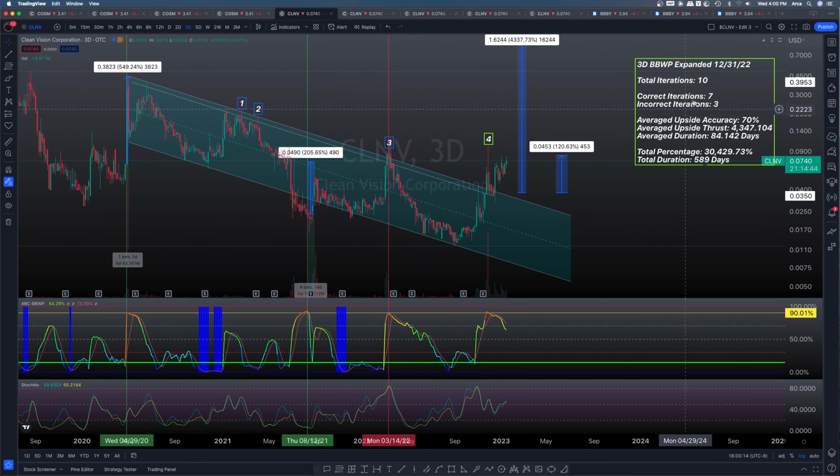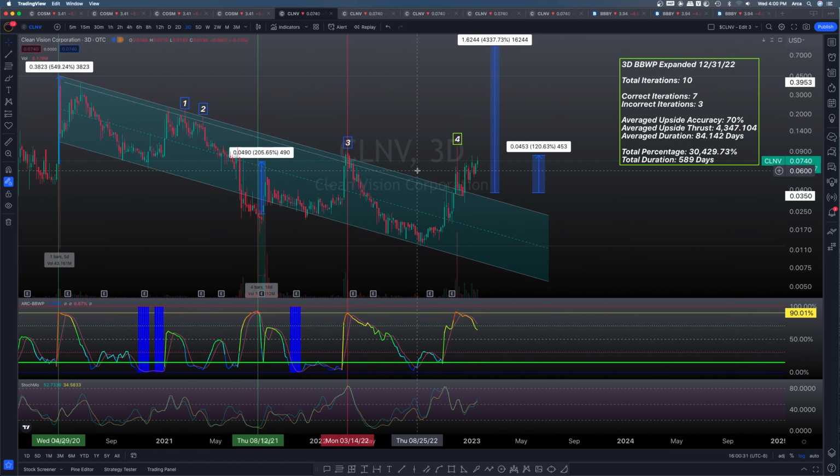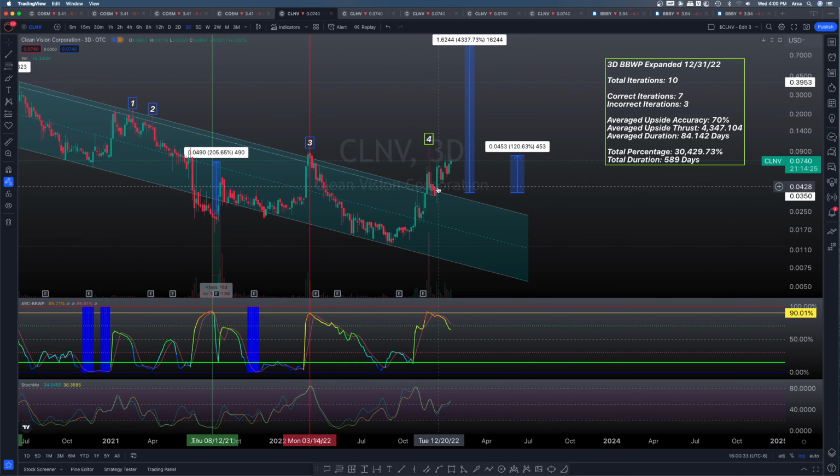Out of 10 total iterations throughout the entire trading history of CLNV on the 3-day chart, 7 of those iterations were guessed correctly to the upside, giving us an average upside accuracy of 70% with an averaged upside thrust of a huge percentage of 4,300% over the span of about 84 days. With that said, the firing of the signal already happened. It happened on December 20th, and the price action has moved about 120% to the upside based on the firing of volatility versus momentum.